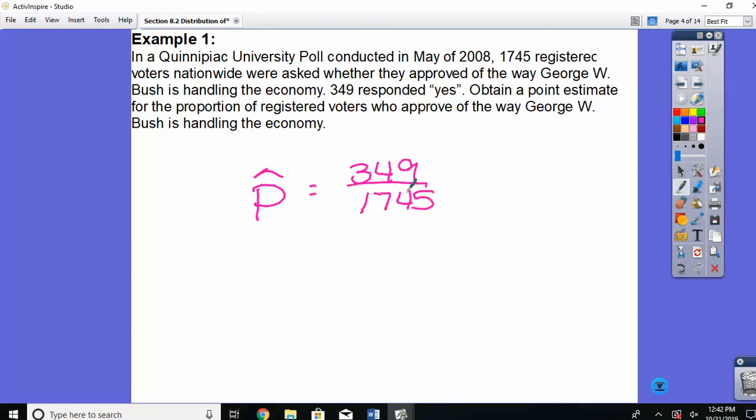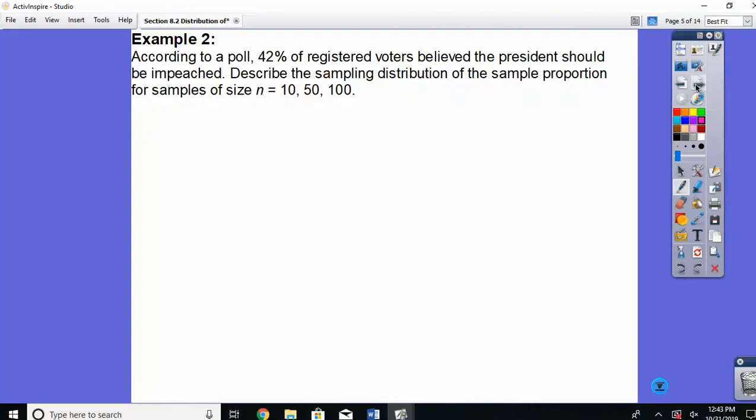So if we divide that, you get 0.2. So that is our point estimate. Based on the sample, we see about 20% of the voters approve. And, okay, so our p hat, that's all it is. Seems easy enough. Good. Okay, so the next one.